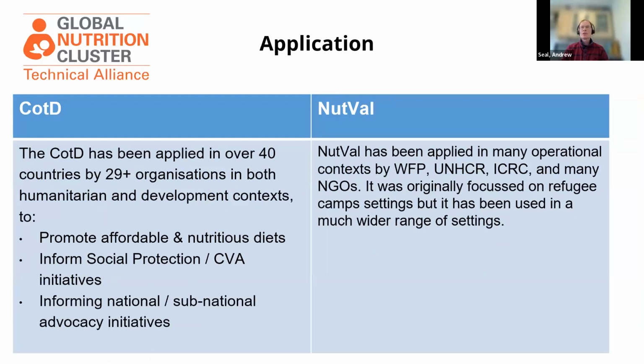So how is it being used, or how have both of these tools been used? The cost of the diet has been applied in over 40 countries by 29 plus organizations in both humanitarian and very much in development contexts as well. And it's been used to promote affordable and nutritious diets, inform social protection programs, and inform national and subnational advocacy initiatives. NUTVAL, on the other hand, has been applied in many operational humanitarian contexts, particularly by organizations such as WFP, UNHCR, ICRC, and many NGOs.